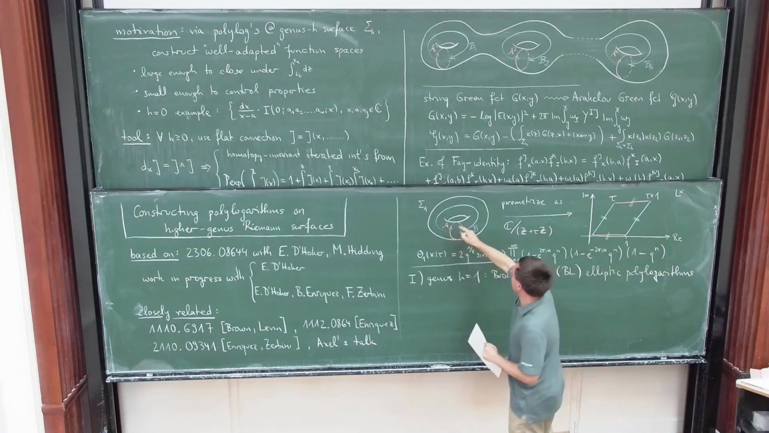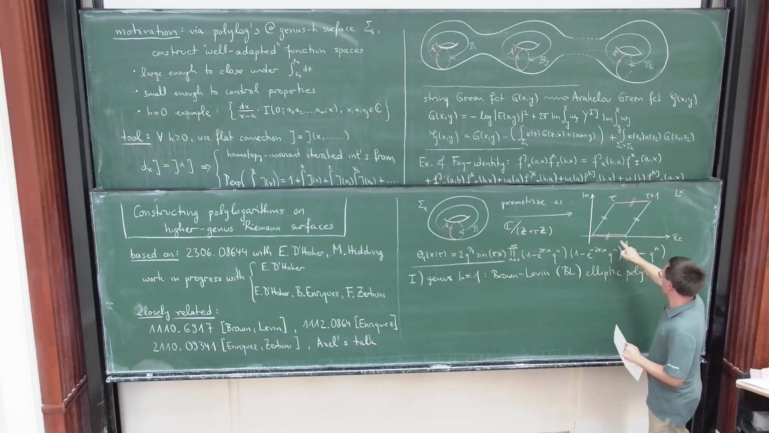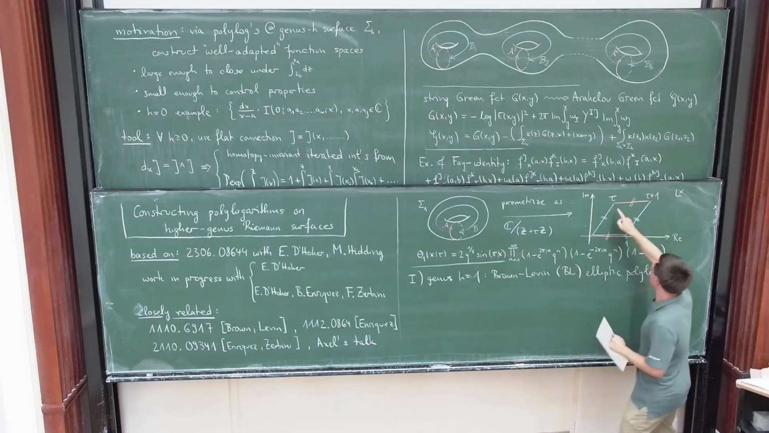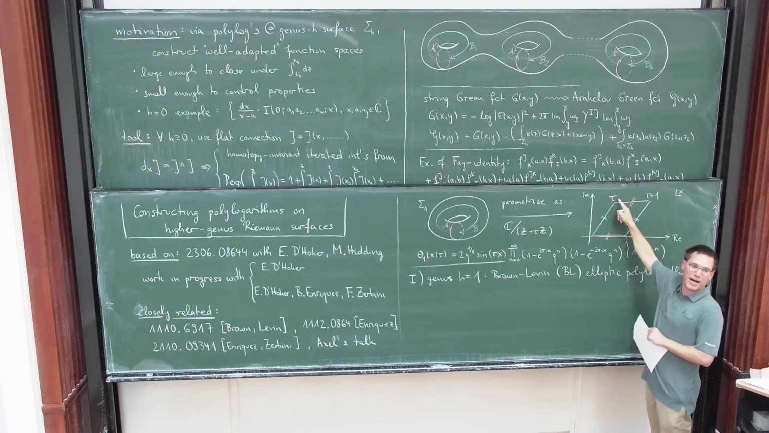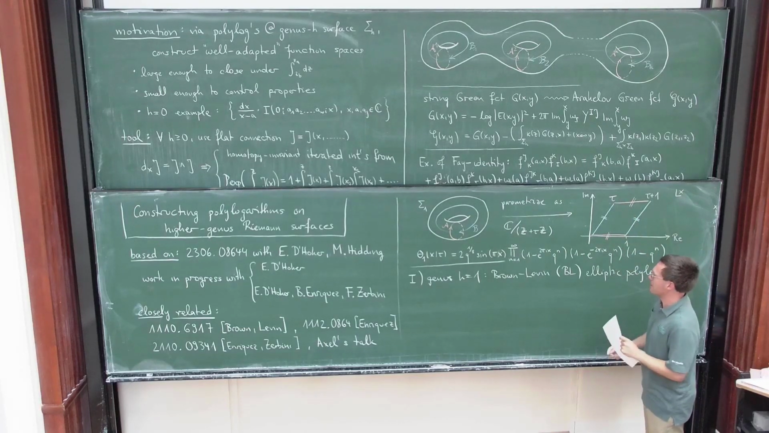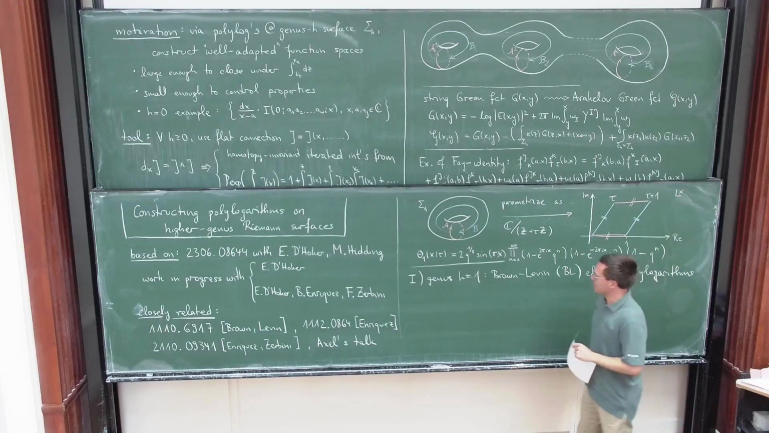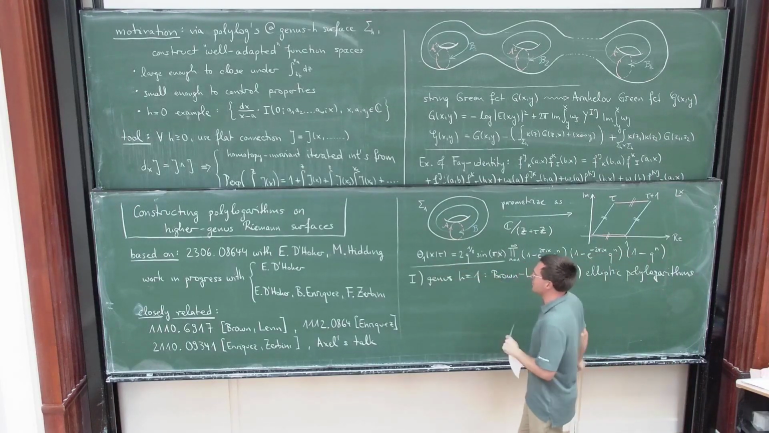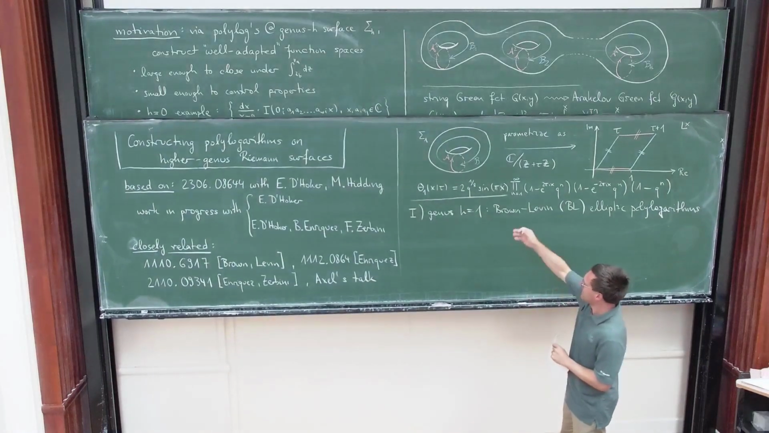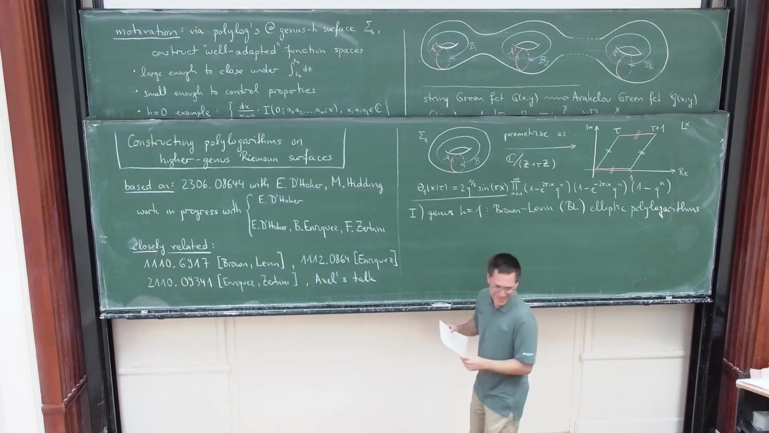Take the A cycle to be going from 0 to 1, the unit interval, and then the B cycle going from 0 to some complex number tau in the upper half plane. So the torus is then the interior of this parallelogram. And my conventions for the Jacobi theta 1 function that will appear here and there is probably the same convention as Axel used.